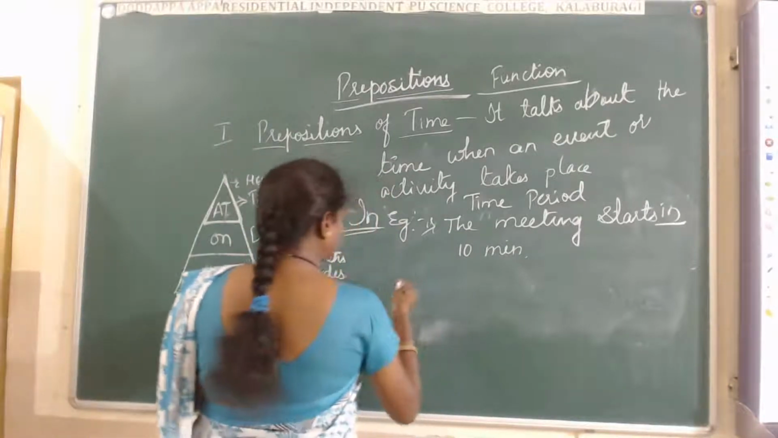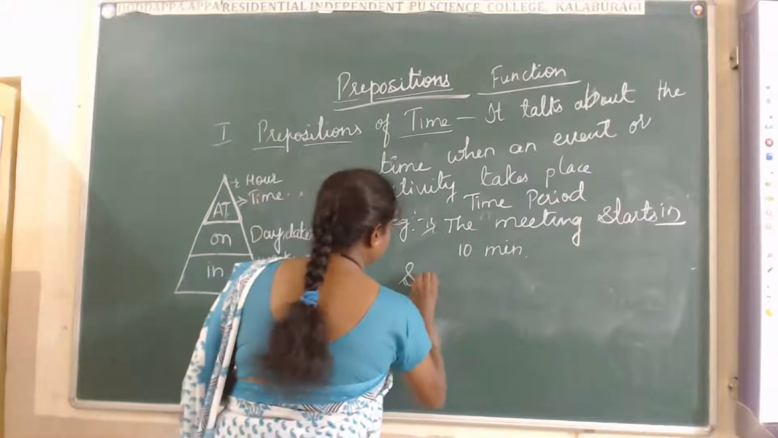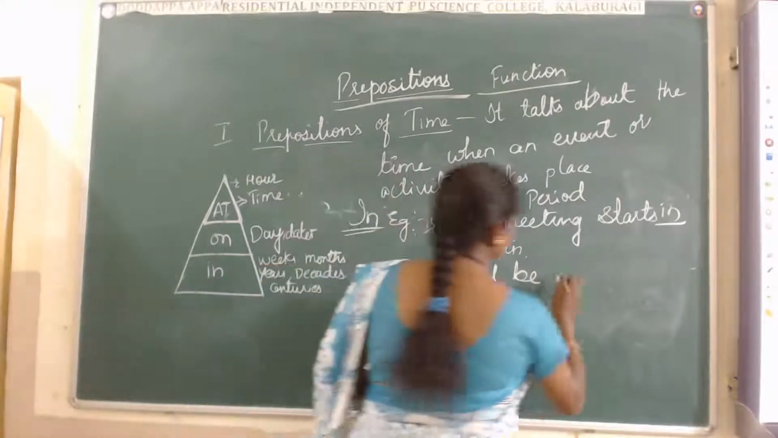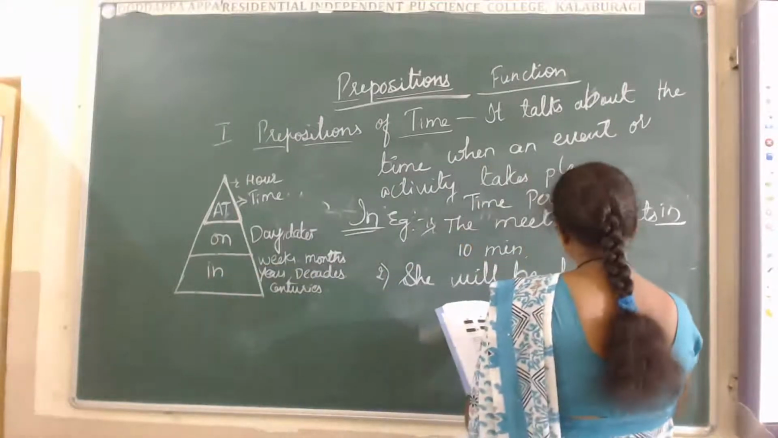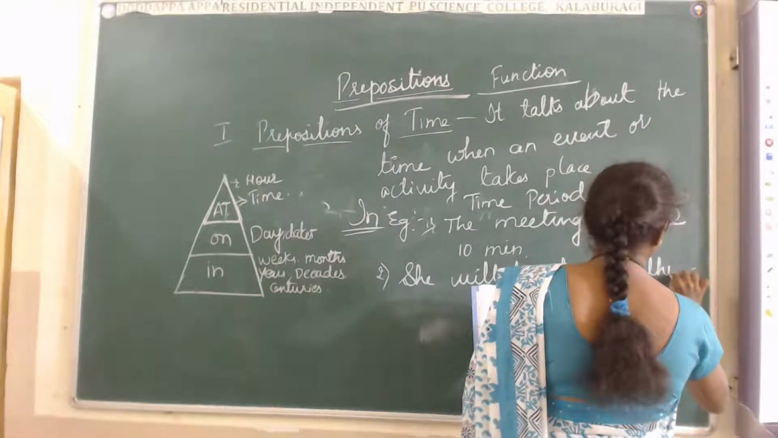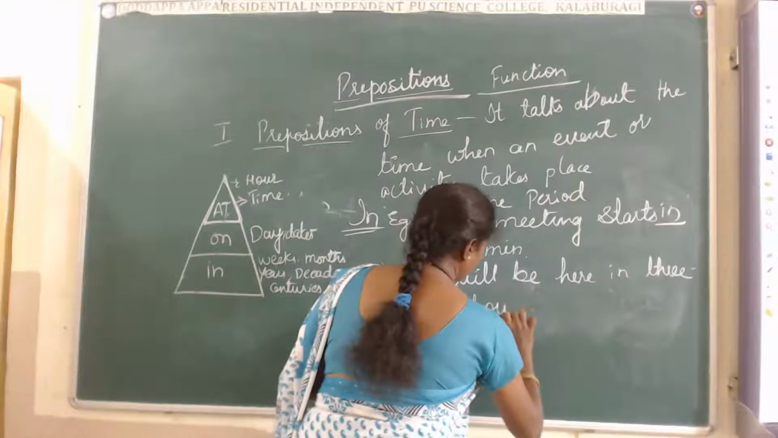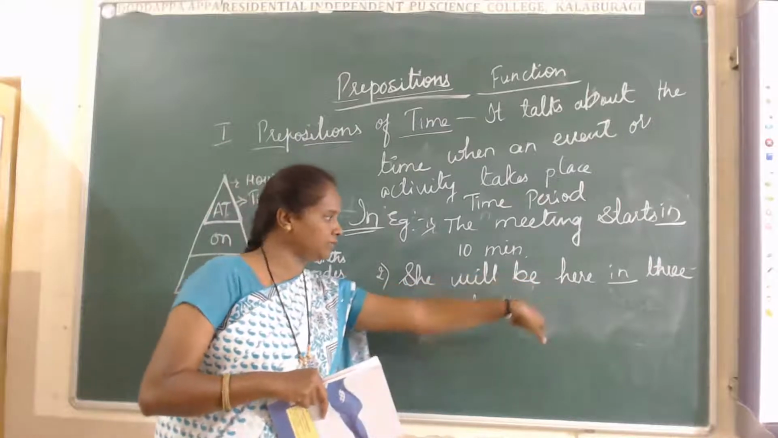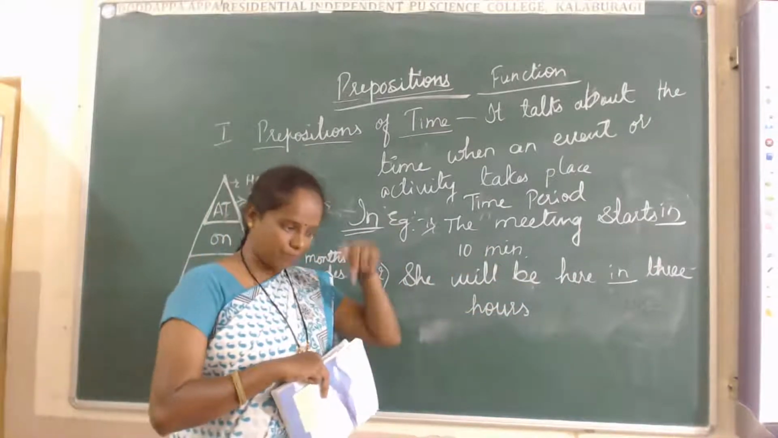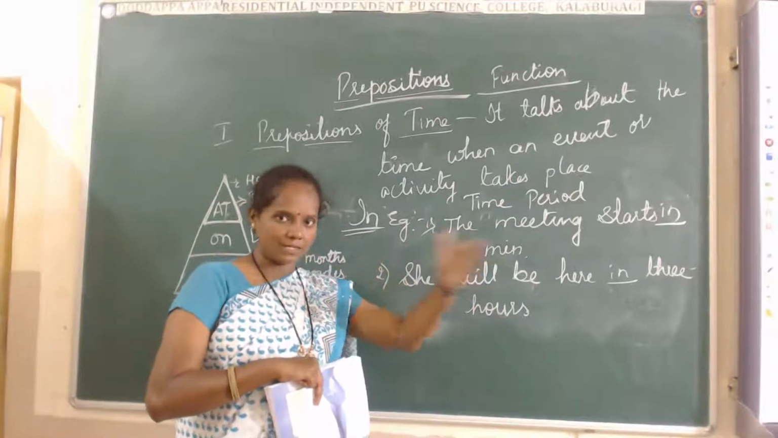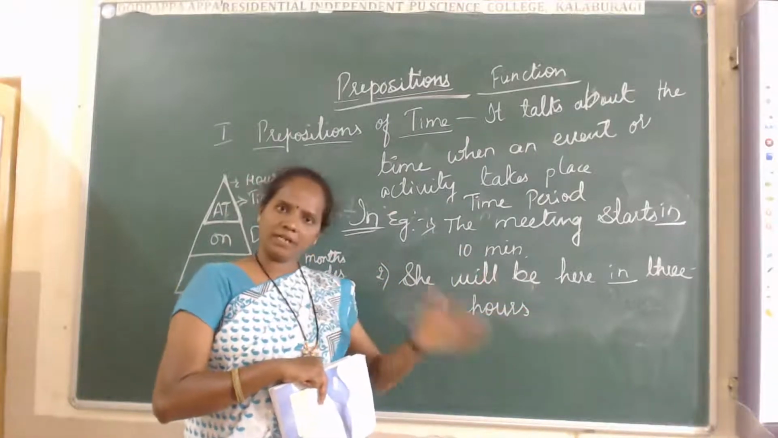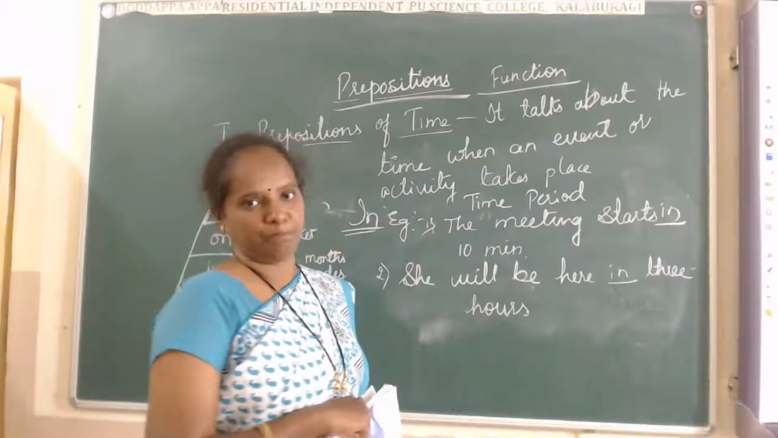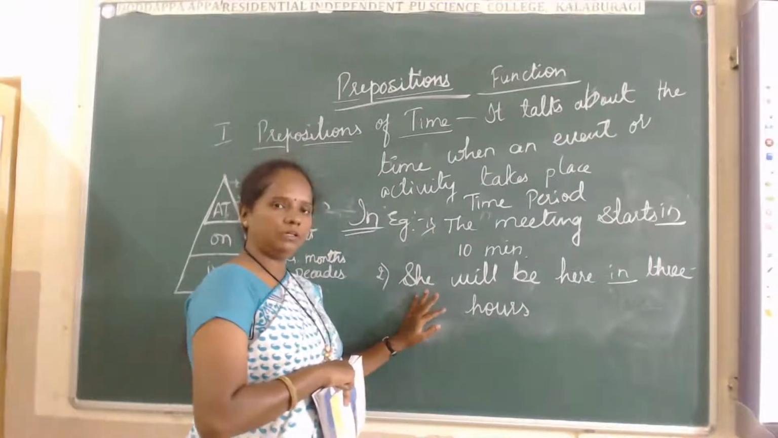Another example. See, she will be here in 3 hours. From now onwards, a 3 hours gap is there. She will be here in 3 hours. This is the time period where we use in.